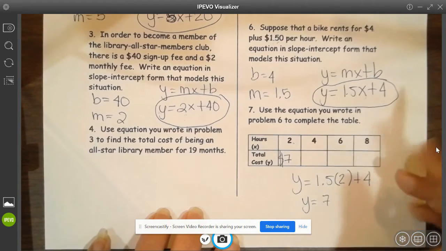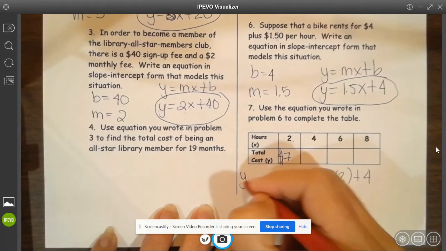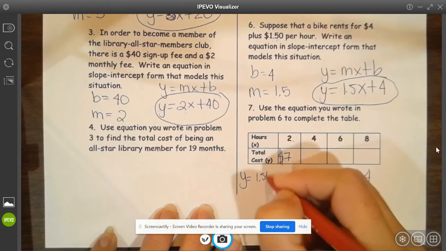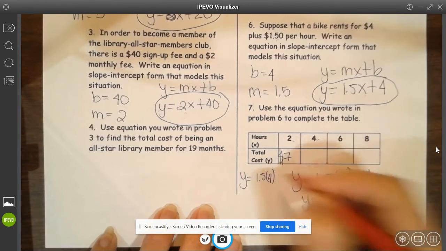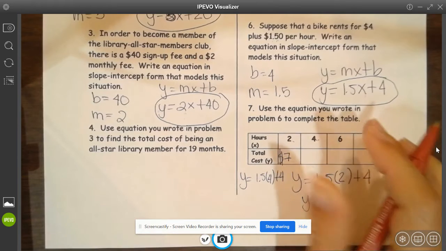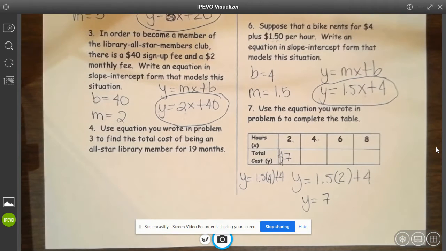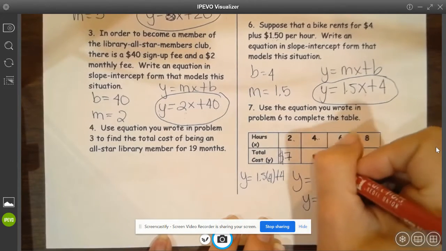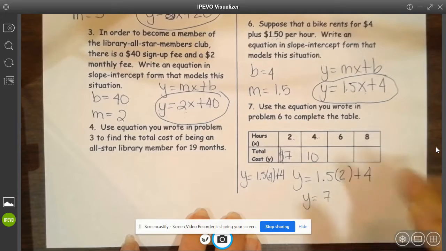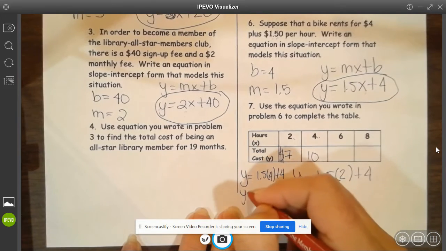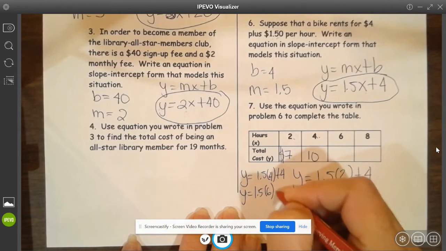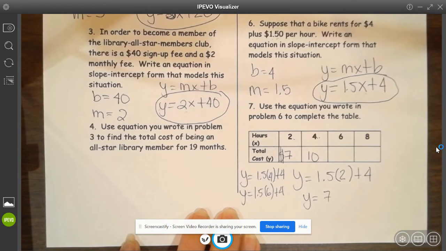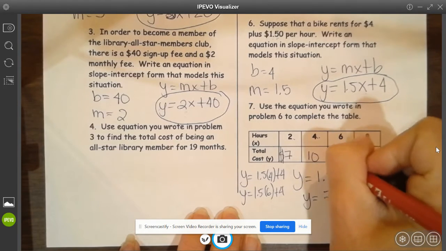All right, let's try with 4. So that's Y equals 150 times 4 hours plus the $4 of fee. So 150 times 4, that is 6, and then plus 4, that is 10. So $10 here. All right, next one. Y equals 150 times 6 plus 4. How much is that? We multiply 150 times 6 plus 4, that's $13.